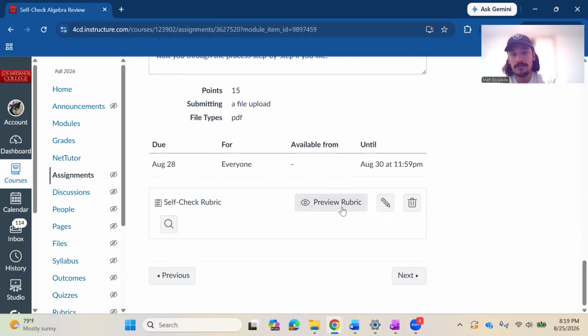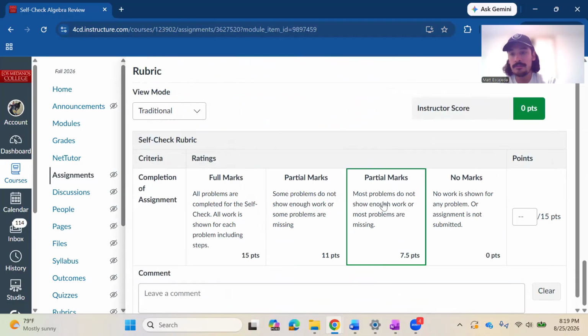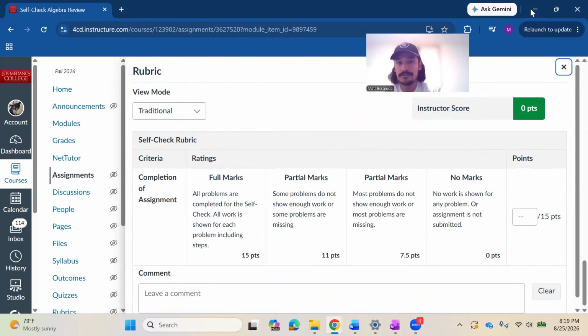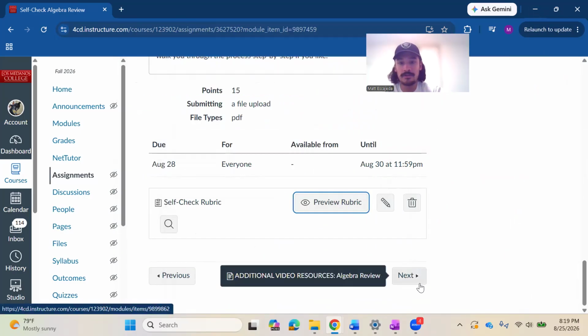And here's a rubric I kind of follow. It's mainly about completeness and attempt, mainly because I'm giving you guys the answers and solutions. So that is how this is graded.